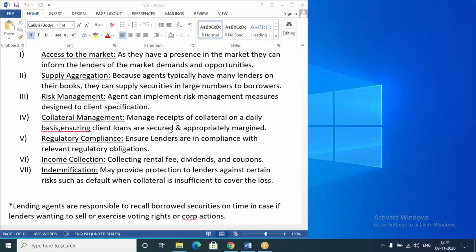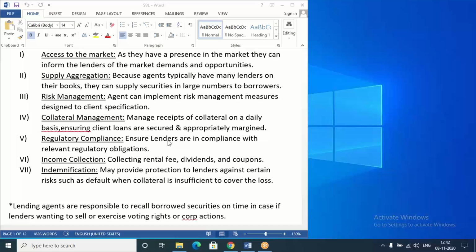Collateral management: because you're lending securities, you're getting collateral on a daily basis, right? This ensures the securities loans are secure and appropriately margined. Remember we discussed this a little earlier. When a borrower posts collateral, if the collateral value goes down, then they have to post additional collateral. The lending agent, on behalf of the lender, would ask the borrower to post that additional collateral.